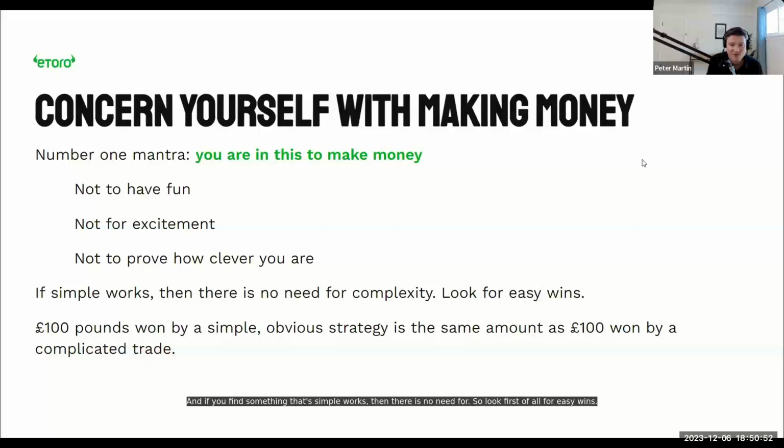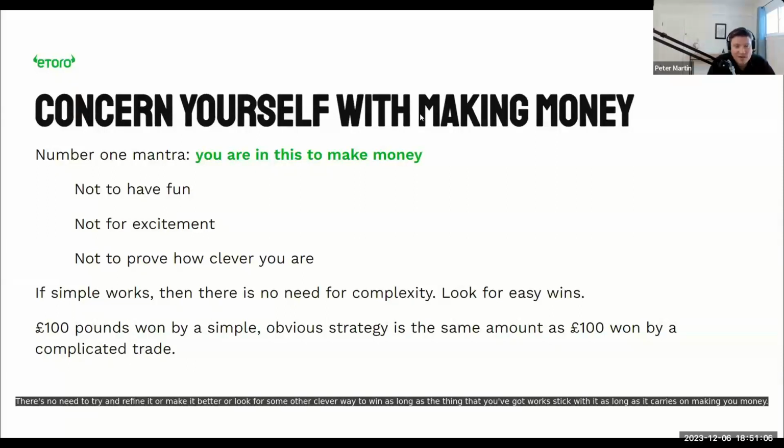So look, first of all, for easy wins. If you find an easy win, there's no need to try and look further. There's no need to try and refine it or make it better or look for some other clever way to win. As long as the thing that you've got works, stick with it as long as it carries on making you money. £100 won by a simple, obvious strategy is the same as £100 won by a complicated trade. So look for that low-hanging fruit if you can find it.